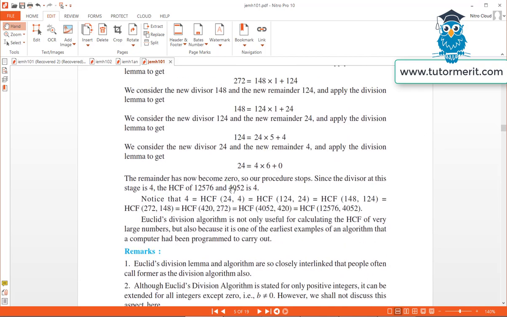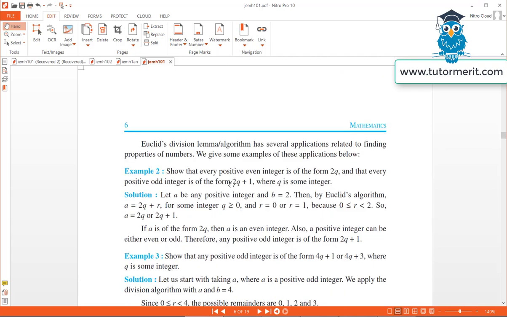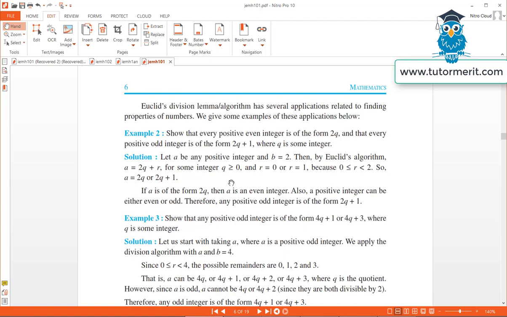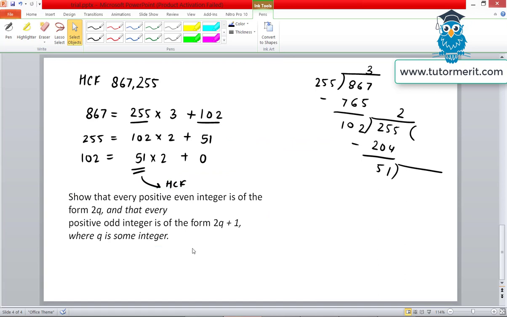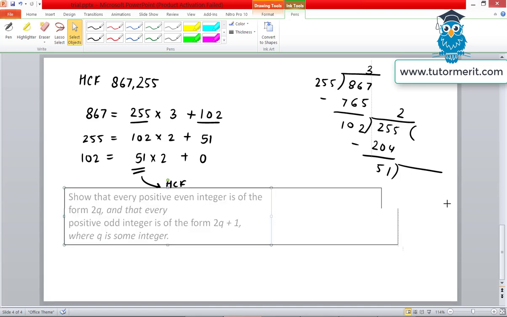Now this is one application of your lemma. Now the other is several applications related to finding properties of numbers. So let's look at examples over here. So the question is, show that every positive even integer is of the form 2q and that every positive odd integer is of the form 2q plus 1.